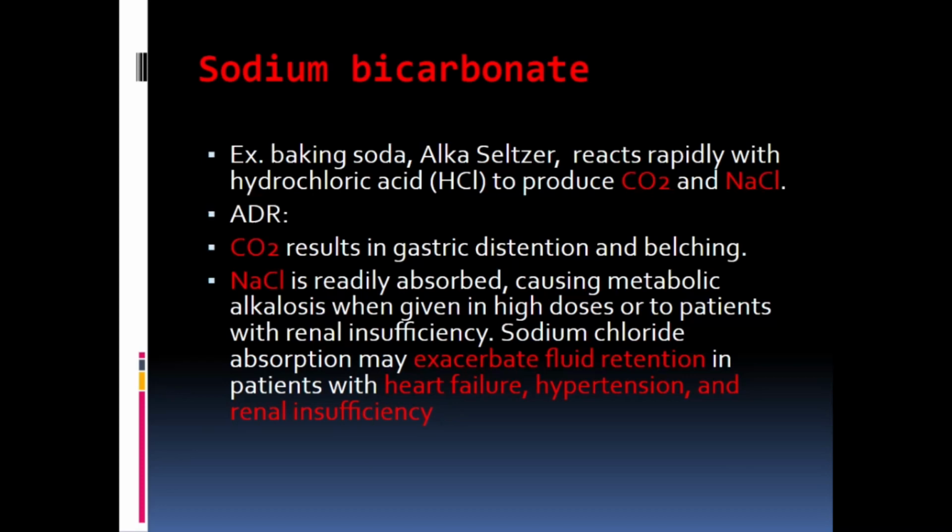Sodium chloride is readily absorbed because it's a normal salt, and usually it is present in your liquid compartment all over the body, causing metabolic alkalosis when given in high doses or to patients with renal insufficiency. So due to sodium chloride, which is effectively absorbed from the GIT lining, metabolic alkalosis is the common problem when it is taken in high doses, and to the patient with renal insufficiency it can create trouble.